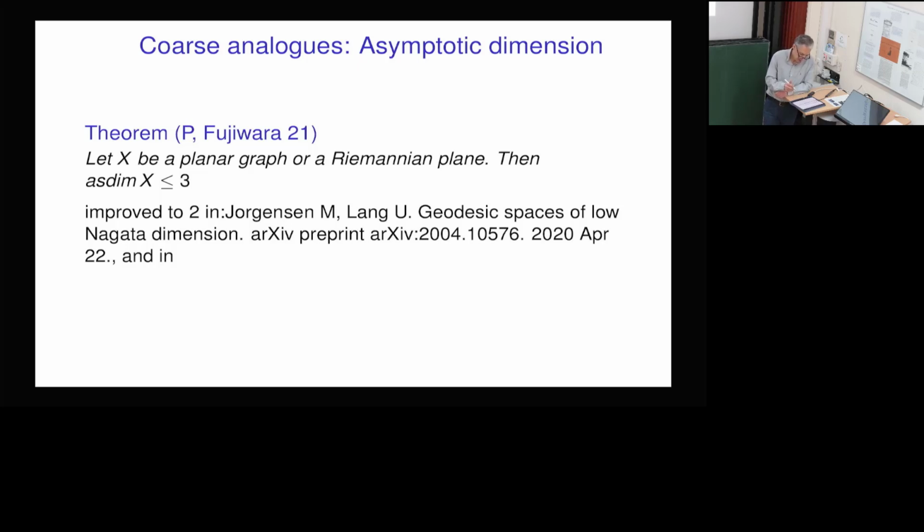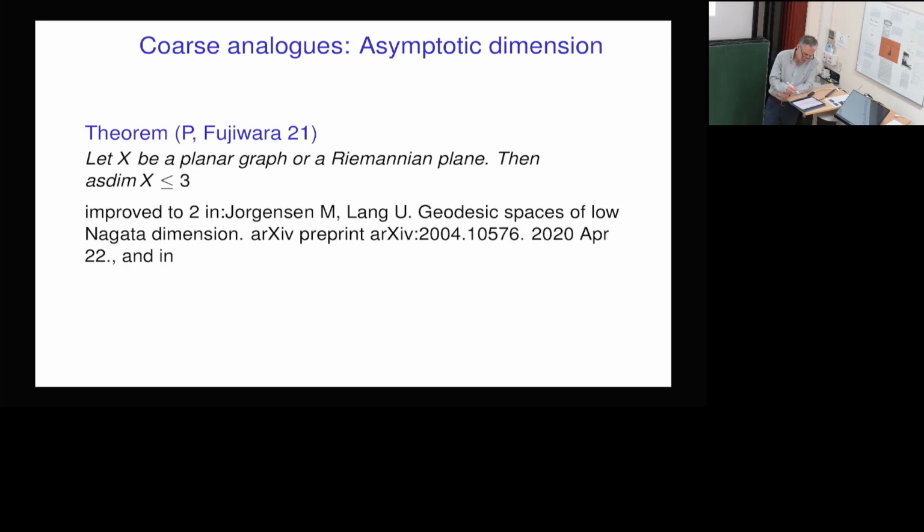Does Nagata dimension? Is it the same? Yes, actually, and this follows too. Nagata dimension is the same, and it will also be the same for the next theorem that I'm going to state now. I just don't know the definition. So you ask what is the definition? Is it similar to asymptotic dimension?